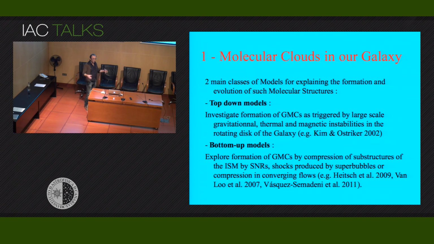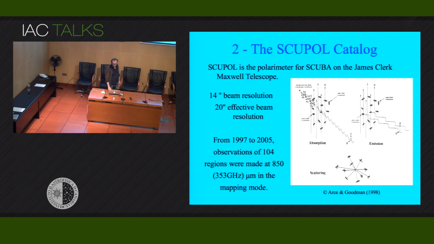But we know that on smaller scales we have a lot of different events because we have supernova explosions, compression of sheets by superbubbles, a lot of flows and turbulence. So basically people take the problem from one end or the other, you know. Here with the catalog, I will show you different regions and we will discuss a bit more about this.